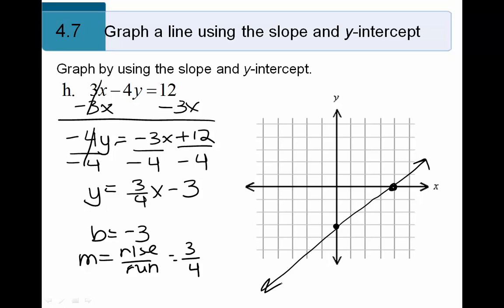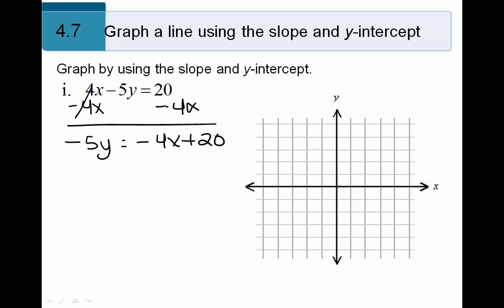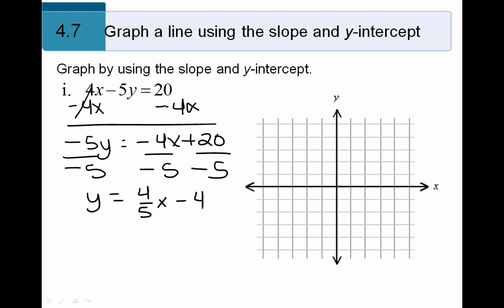I believe my next example is similar to this. Once again, it's not in slope-intercept form, so I need to solve for y. I will subtract 4x from both sides. Divide everything by -5. Y equals 4/5 x minus 4. Y-intercept is -4, slope, rise over run, equals 4/5.